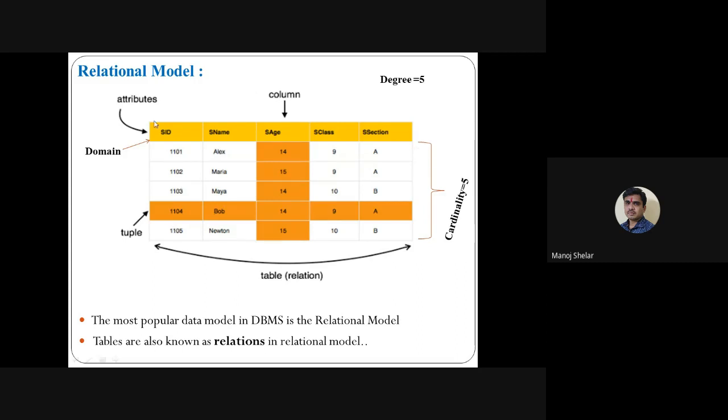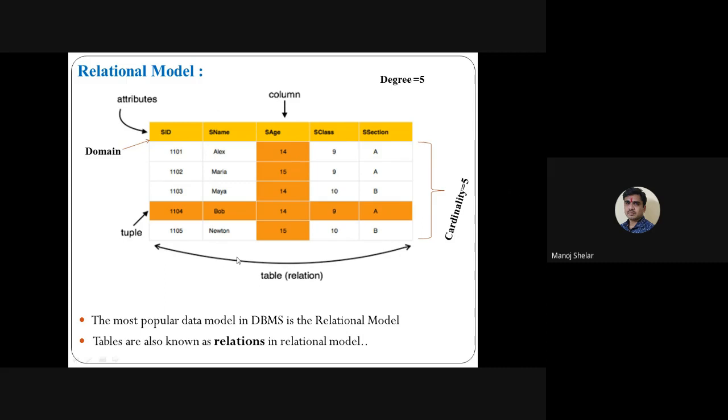So what is the cardinality of this relation, or of this table? 5. Cardinality is 5, because here 5 records or 5 tuples are available in my relation. For example, if 100 tuples are available in my relation, then the cardinality of this relation is 100. Then the degree of this relation is 5, because the total number of attributes available in my relation is 5: SID, SName, SAge, SClass, SSection. 1, 2, 3, 4, 5. So the degree of this relation is 5, and the cardinality of this relation is 5.